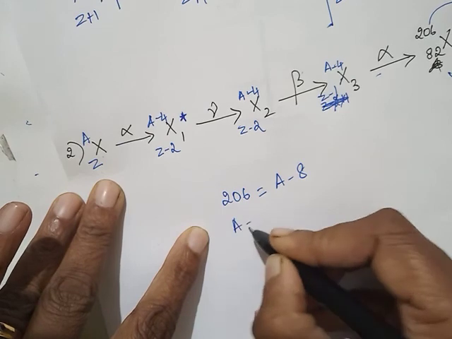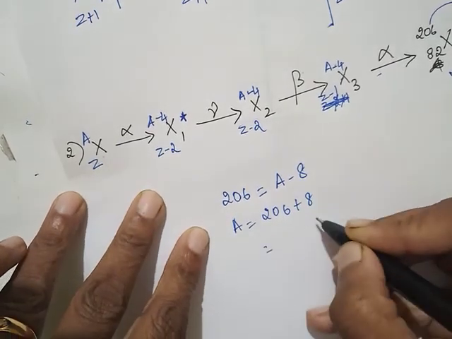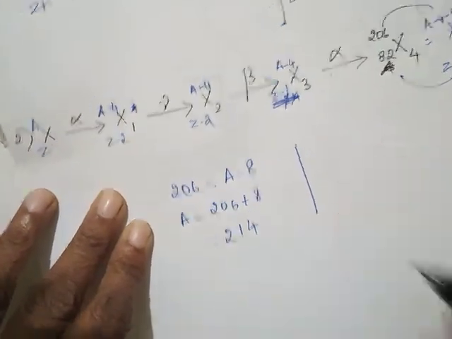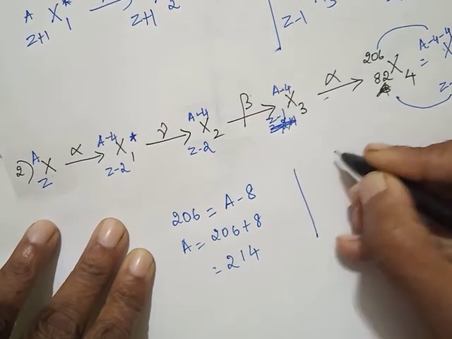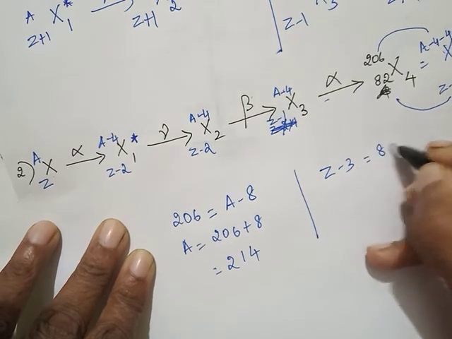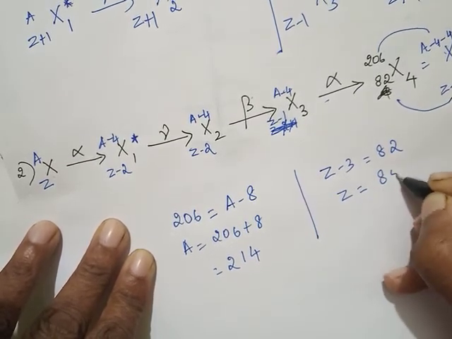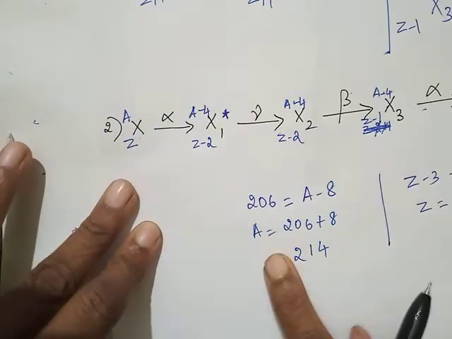So A will be 206 plus 8, that will be 214. Then for Z, Z minus 3 is equal to 82. So Z will be 82 plus 3, that is 85. Now after finding A and Z, again you have to fill them. Don't leave it like this.